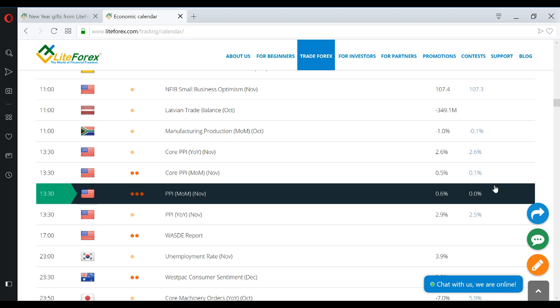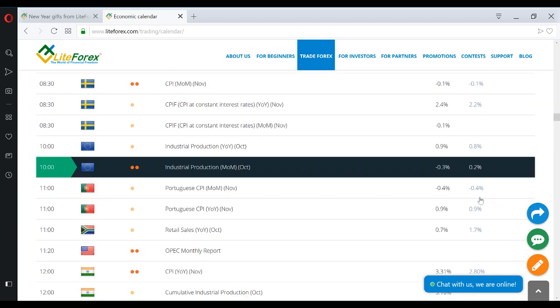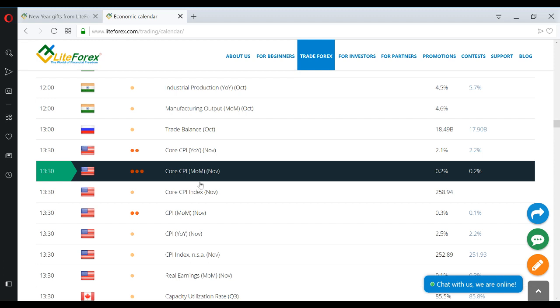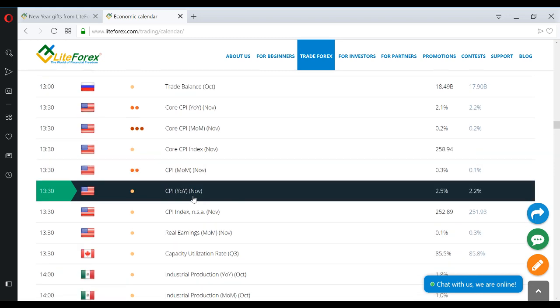Also on Tuesday, there will be a key Brexit vote, a vote on the Brexit deal in the British Parliament, and the forecasts are that the deal will be rejected by the Parliament. This has a big risk for the British pound. Next thing, Wednesday, and the key release of the day will be US CPI and core CPI. This is the Consumer Price Index, an indicator of inflation.